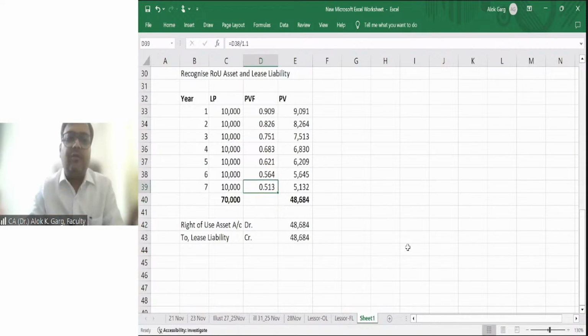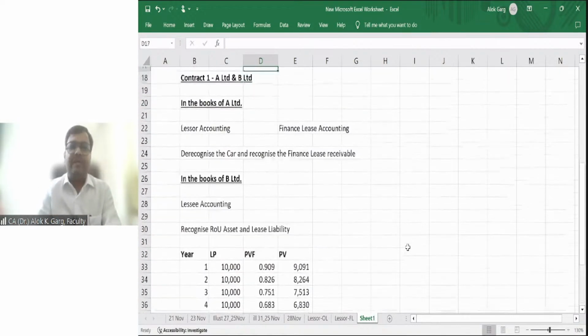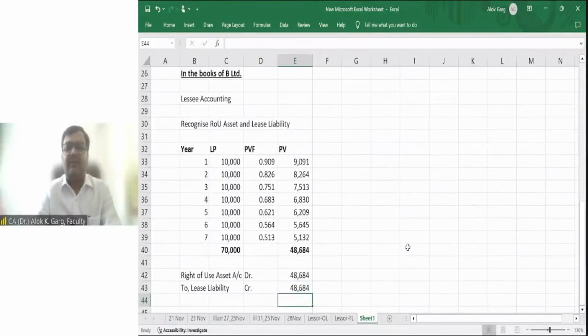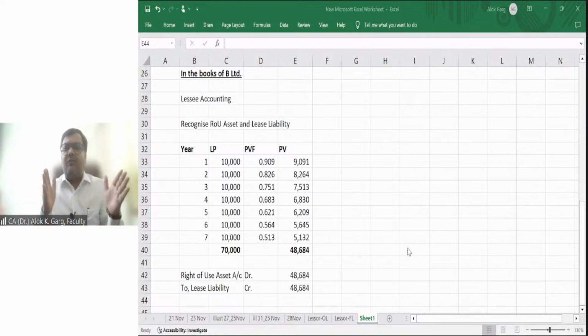So I hope you guys are okay with this accounting between A Limited and B Limited. A Limited has done the finance lease accounting, right? B Limited is doing ROU and lease liability accounting. Please let me know if you have any question, any challenge so far. Very simple accounting. I have just done the accounting between the head lessor and the head lessee.